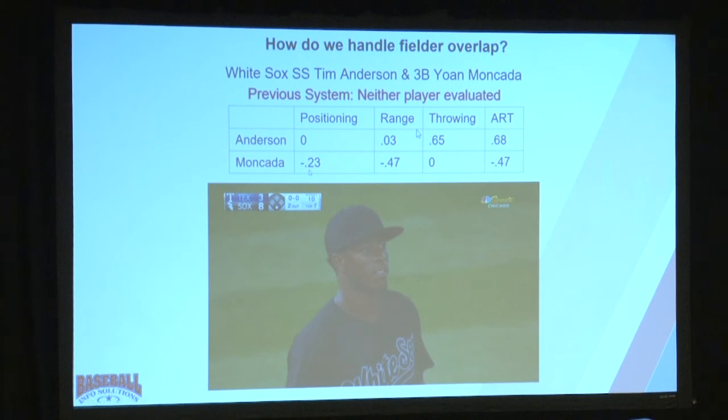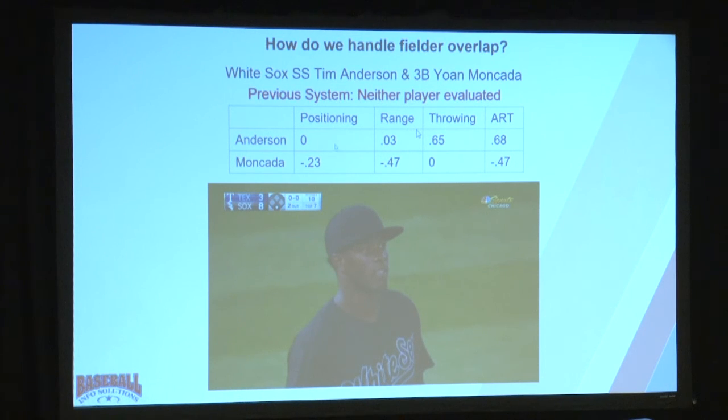Moncada's team loses credit for positioning him in a way that hindered his ability to get to the ball. He loses credit for range because he was unable to get to the ball, a ball that about half of third basemen should be able to get to. He did not. So in the end, he comes out negative for that.